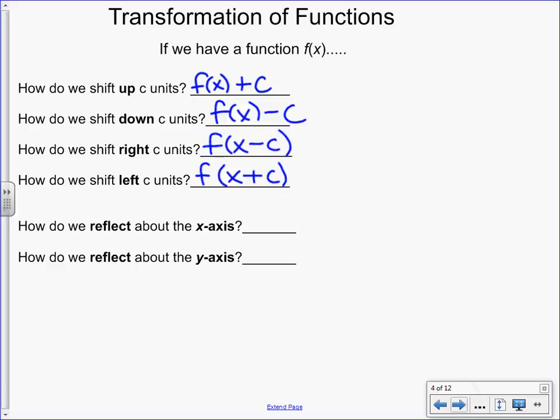Okay, reflections. How do we get a function, or a graph, to reflect about the x-axis? So it's up here, I want it to reflect across the x-axis. Okay, if we put a negative in front of our function, that is going to make our function turn upside down, if you will.